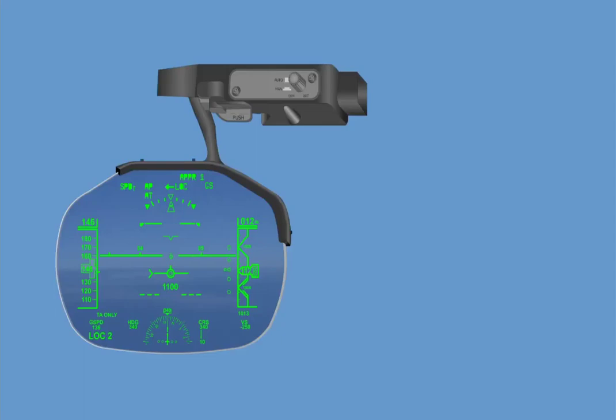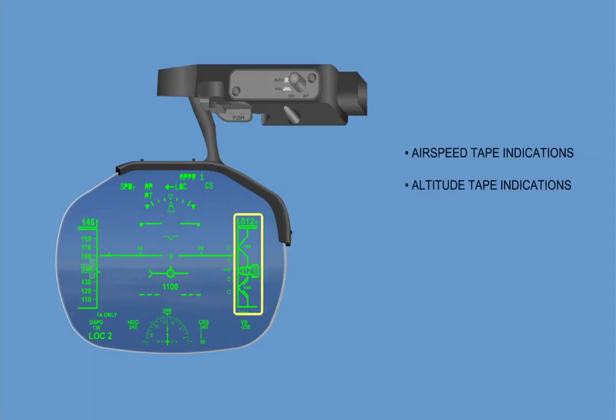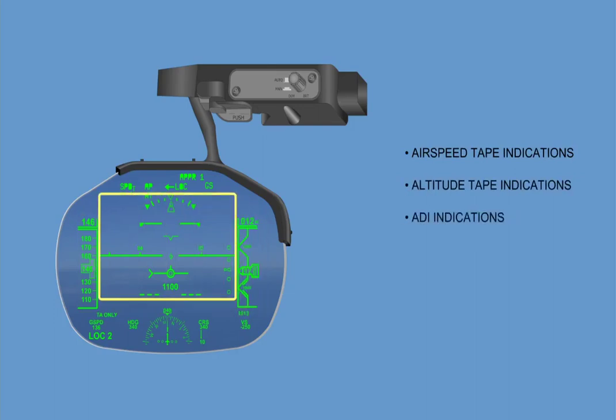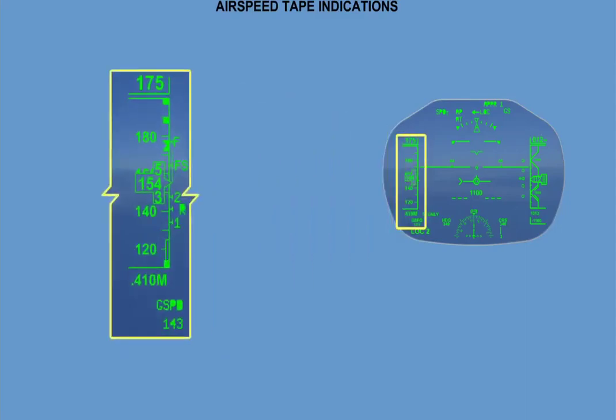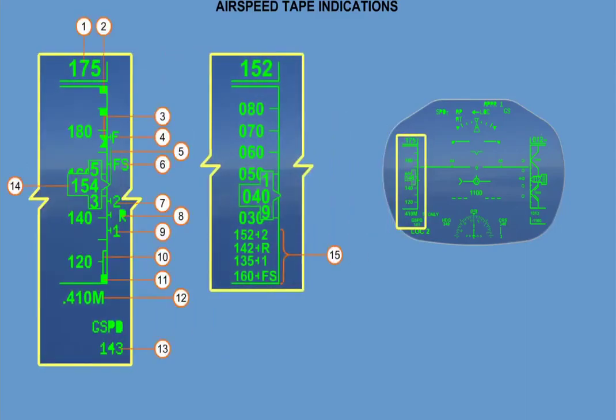Now, let us see the different symbology displays of the combiner. The combiner displays airspeed tape indications, altitude tape indications, ADI indications, and HSI indications. The airspeed tape indications are displayed on the left side of the combiner. The various symbologies are as shown. To know the details of each symbol, move the cursor over the numbers.